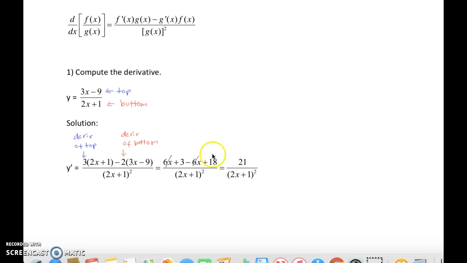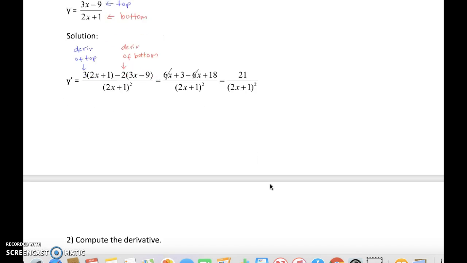So we got the whole top distributed out. And we notice that our 6x's cancel out. One is positive and one is negative. So we're going to cancel those two out. And we end up with just 3 plus 18, which is just 21, over our 2x plus 1 squared. And this does not simplify even if we wanted to, so we're going to leave it exactly as it is.